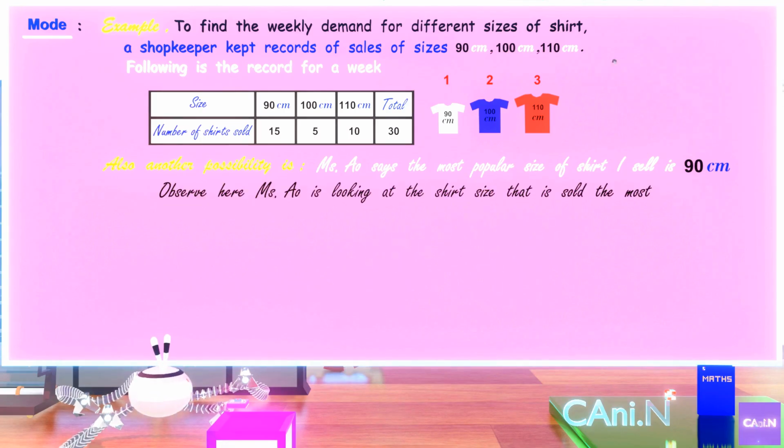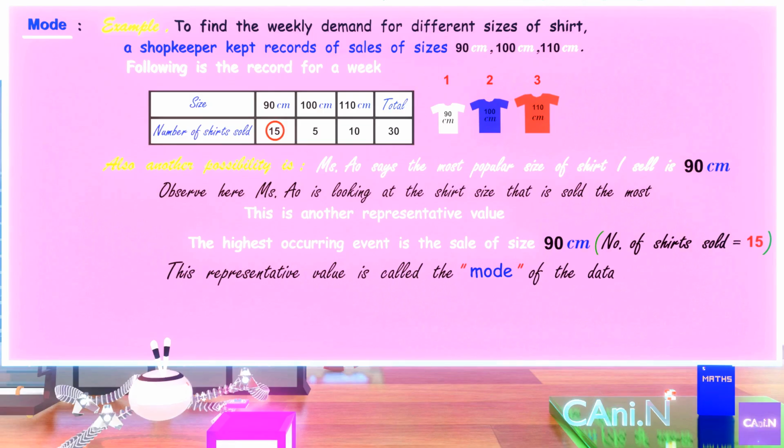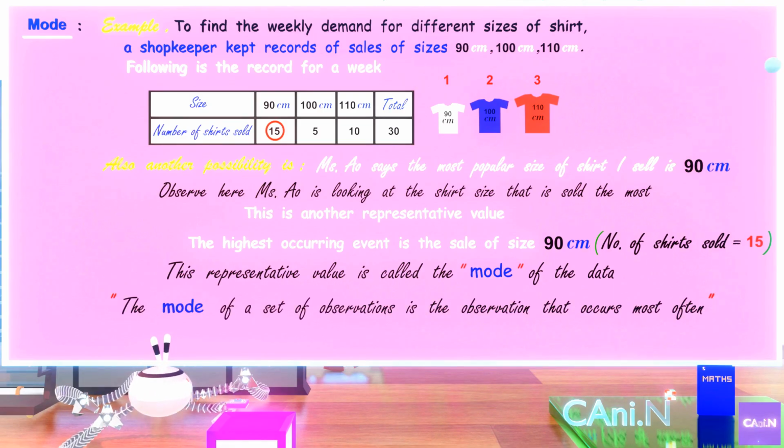Observe here, Miss Ao is looking at the shirt size that is sold the most. This is another representative value. The highest occurring event is the sale of size 90 centimeters. This representative value is called mode of the data. The mode of a set of observations is the observation that occurs most often.